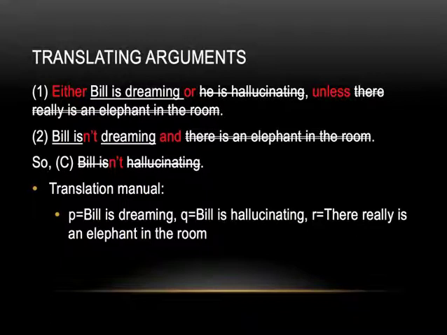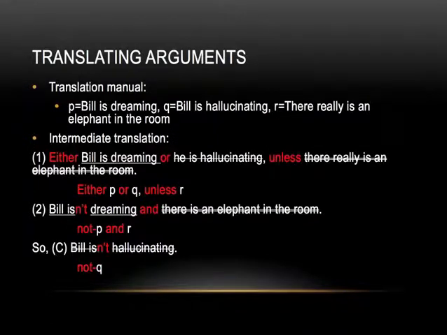With our translation manual complete, we first substitute the atomic sentences with their associated atomic sentence letters, creating a hybrid or intermediate translation, leaving in place all of the English logic word expressions. In that case, we translate sentence 1 into either P or Q unless R, 2 into not P and R, and the conclusion into not Q. This intermediate step oftentimes makes it easier to work out the logical structure of more complex sentences. In particular, in our case, a sentence like sentence 1 that contains more than one logic word.